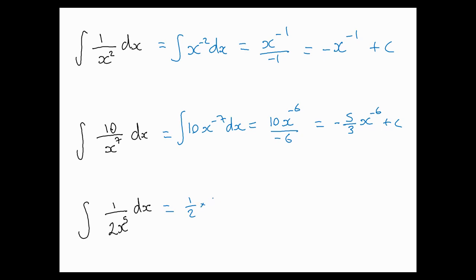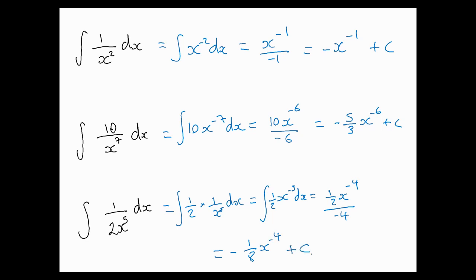Well, this means 1.5 times 1 over x to the power of 5. That's what we're doing. And then that's the same thing as the integral of a half x to the power of minus 5 dx, which equals, that's going to become a half x to the power of, adding 1 to the power gives you minus 4, dividing by the new power, minus 4. And then just to simplify, well, a half divided by minus 4 is going to give you minus an eighth, and that's x to the power of minus 4. And then we have the plus c.